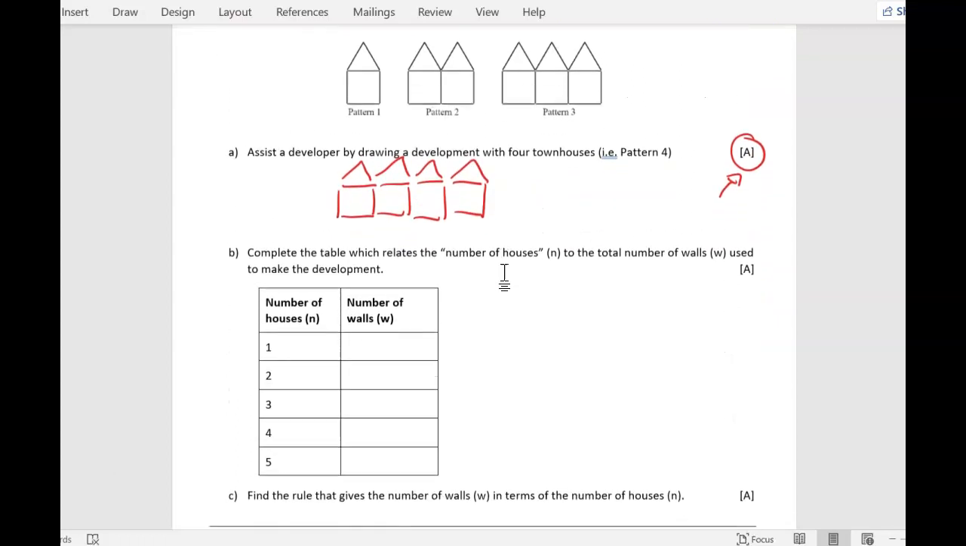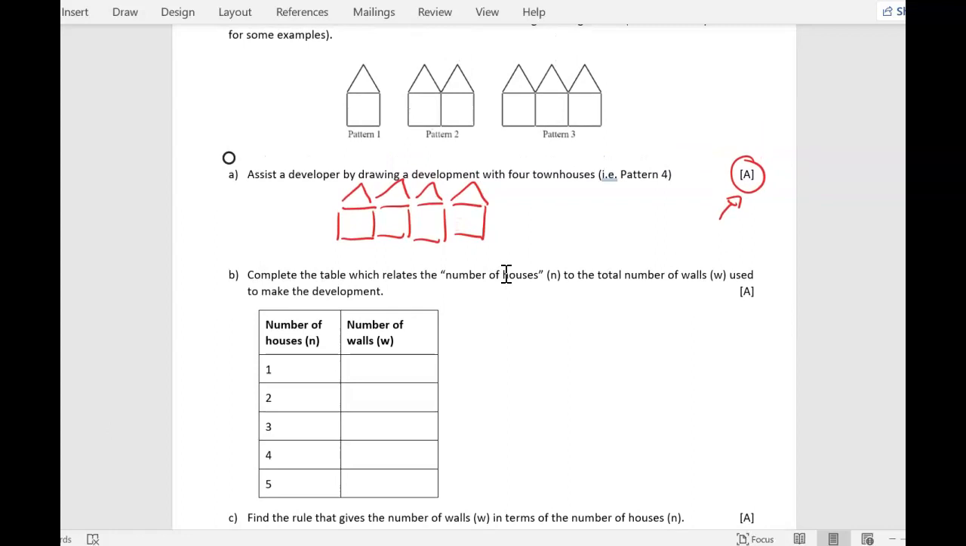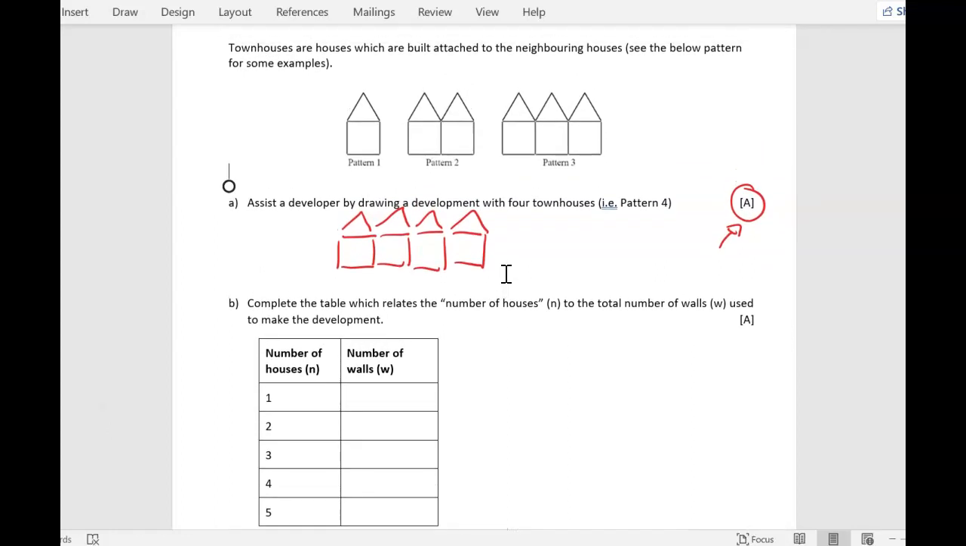So we're now moving on to the table part. Complete the table which relates to the number of houses and the number of walls. So going up here, we had 1, 2, 3, 4, 5, 6. All of those walls pull together to form that first house. So we'll pop 6 here. Then we do the same for pattern 2. 1, 2, 3, 4, 5, 6, 7, 8, 9, 10, 11.